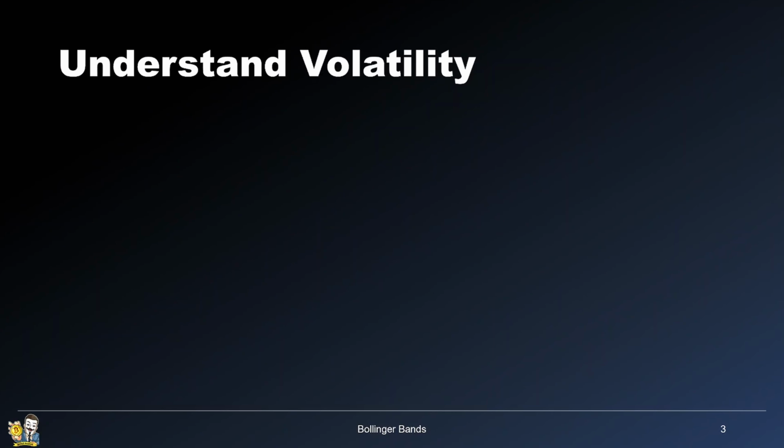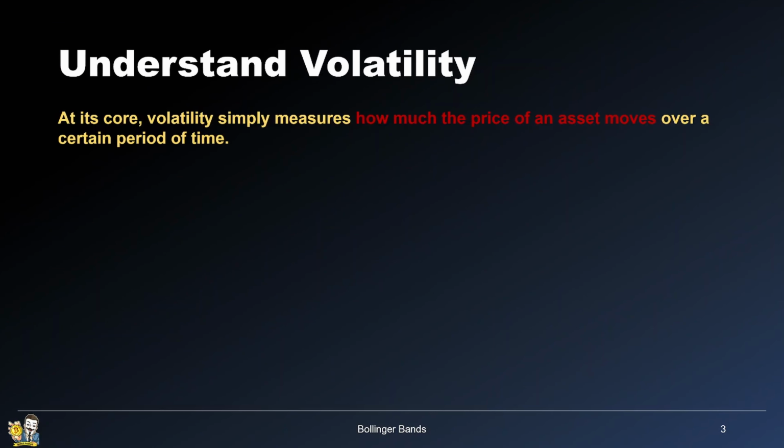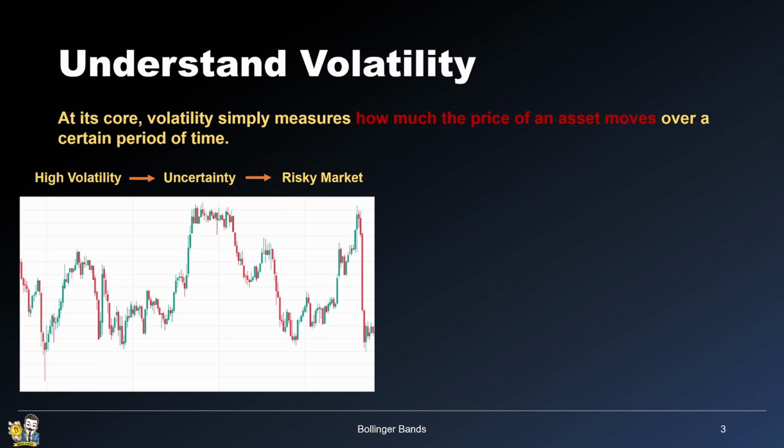Volatility is one of the most important concepts in trading. At its core, volatility simply measures how much the price of an asset moves over a certain period of time. If prices are changing quickly and making large swings, we say the market is highly volatile, like this picture shows. This often involves uncertain conditions and therefore a risky market, which can, however, deliver high returns.